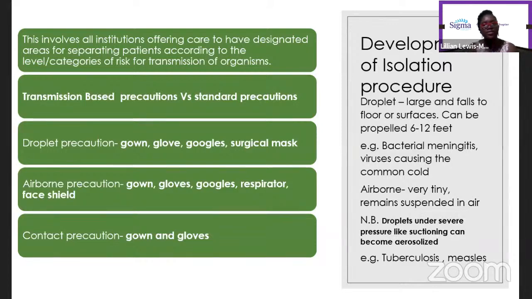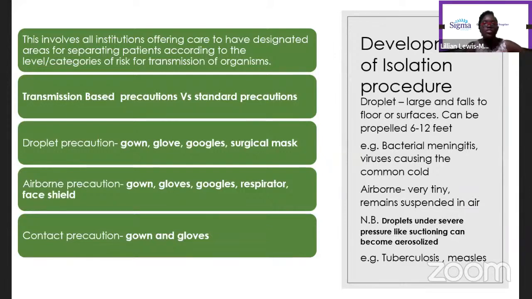And in the droplet, just explaining what the droplets are, these are large particles and they fall to the floor. So when you think about drop, think about the water dropping. So it's heavy, it falls to the floor, but it can be propelled 6 to 12 feet. All right. So an example of this is in the cases of bacterial meningitis, and the viruses that cause the common cold.